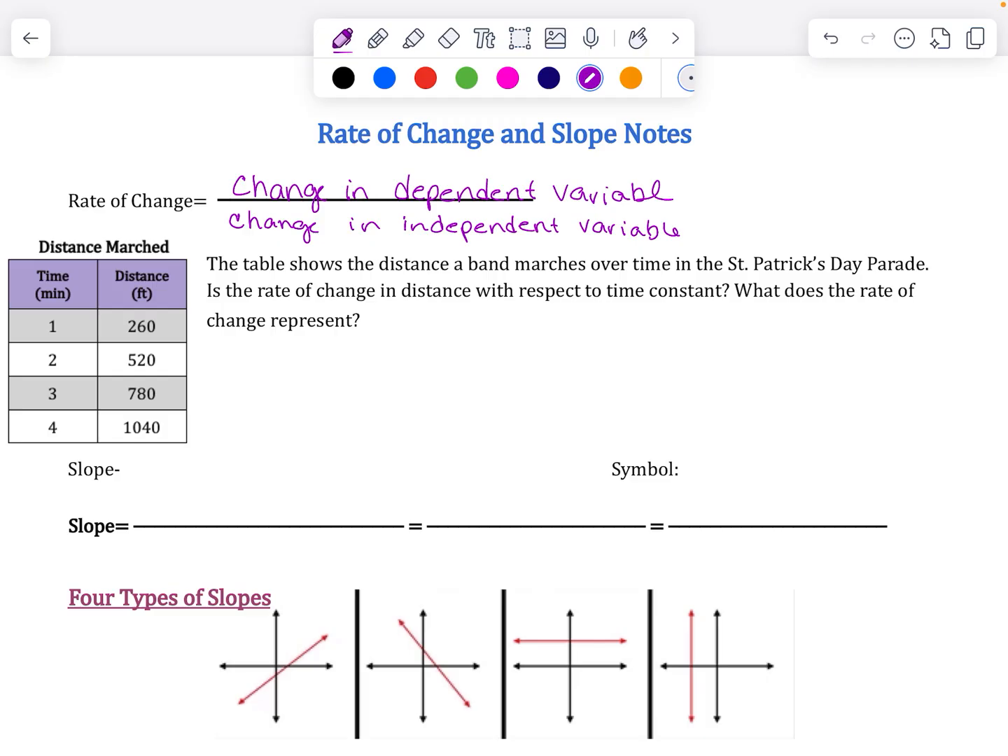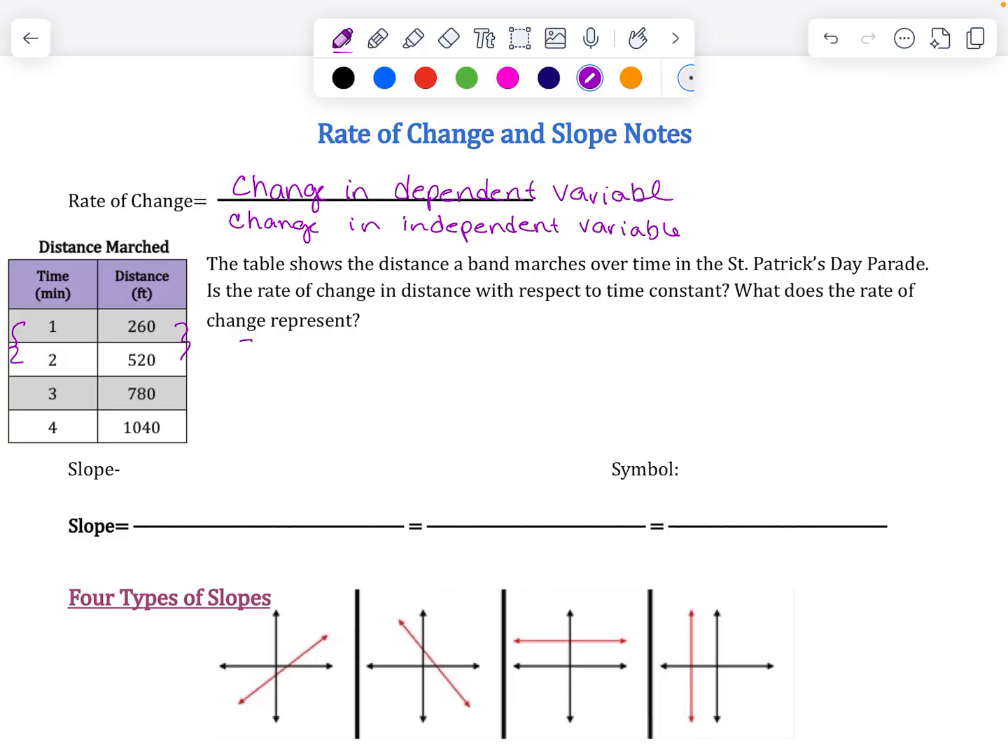So the table shows the distance a band marches over time in the St. Patrick's Day parade. Is the rate of change in distance with respect to time constant? What does the rate of change represent? So let's first go. We want to see how far did they march in the first minute. So time and distance. So the dependent variable, the one that's depending on the other, is how far they marched.